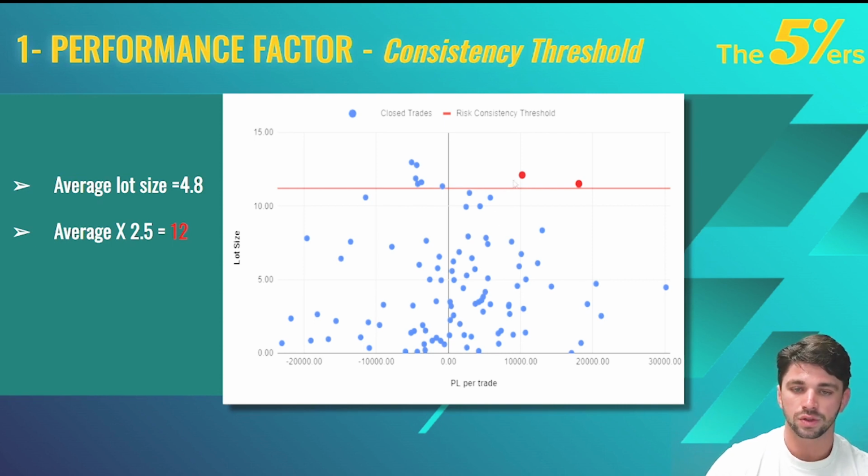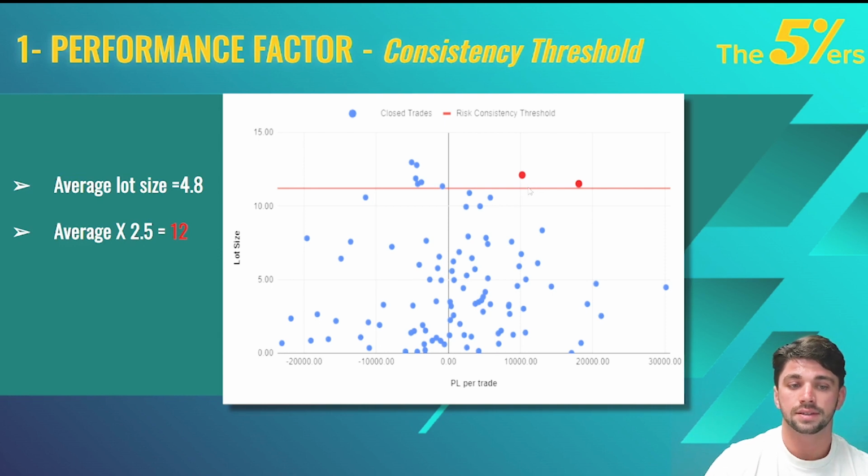As you see here, these are two trades that are in red. After the 100 trades, these two trades will not be counted towards your performance factor. They won't be counted in your net profit at the end. These trades won't be counted because they would show lucky trades.